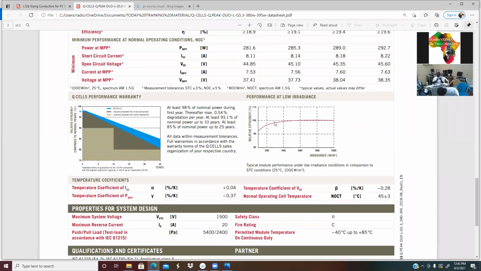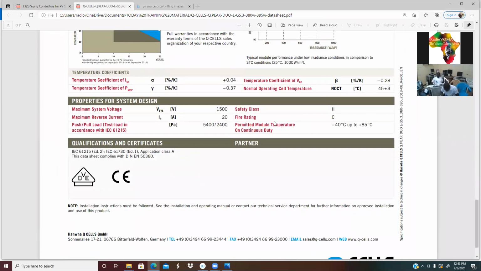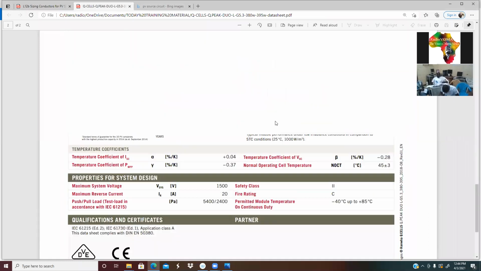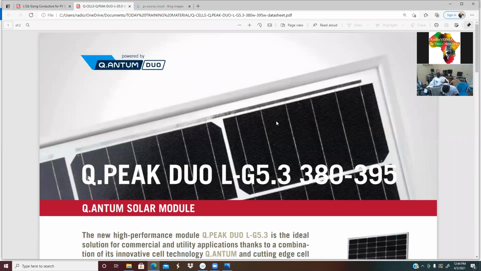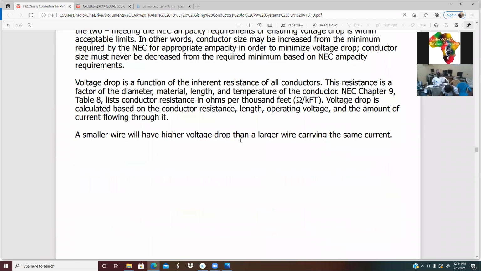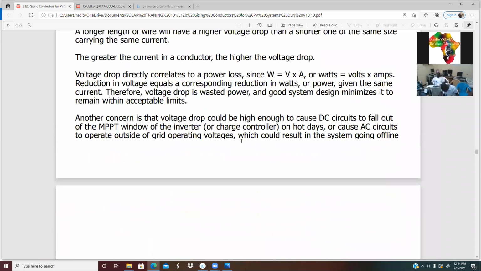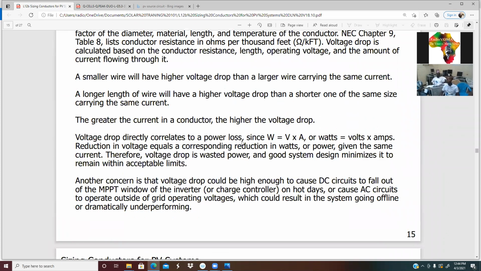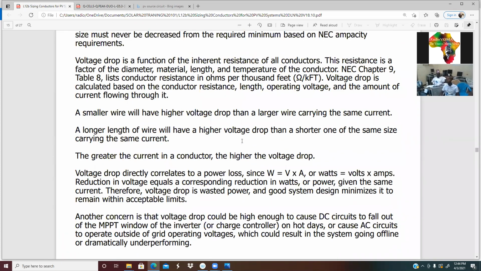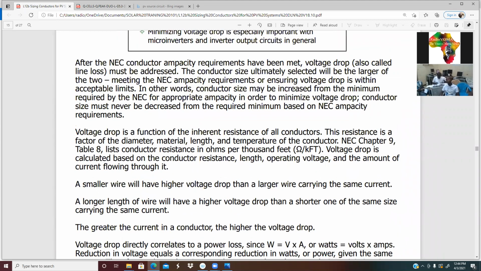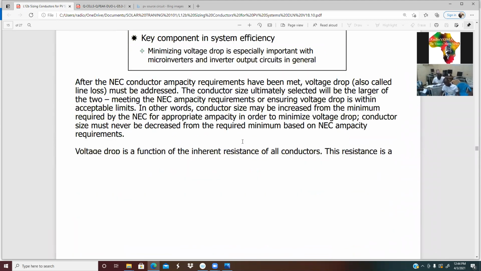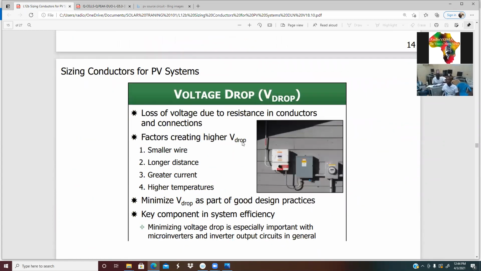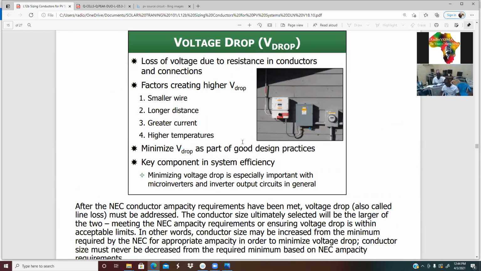That's extremely correct. I'm talking about wiring in this. But all the PV modules come with a data sheet, so that's what we're talking about there. Now let's look here, page number 15. Voltage drop, we read about that.